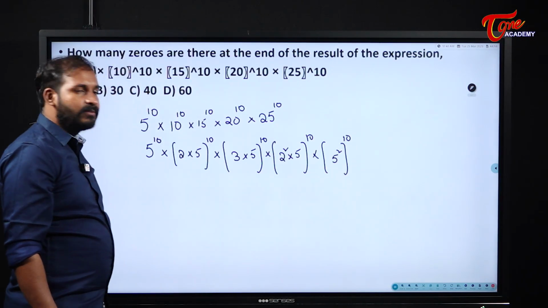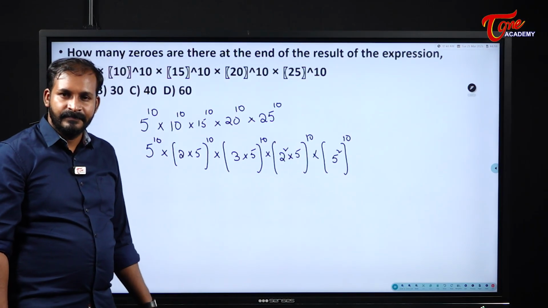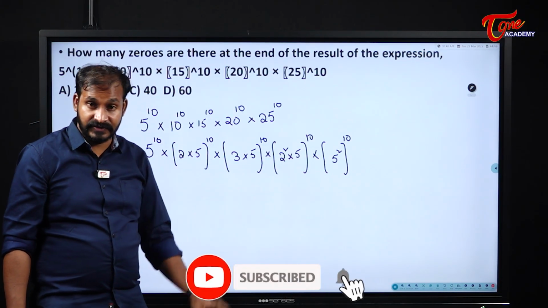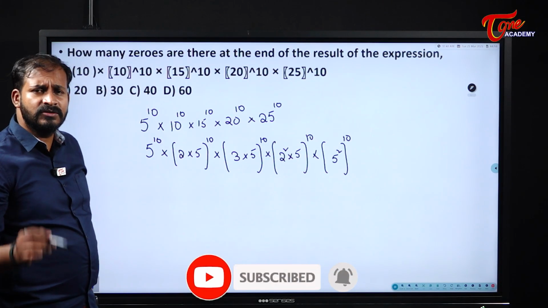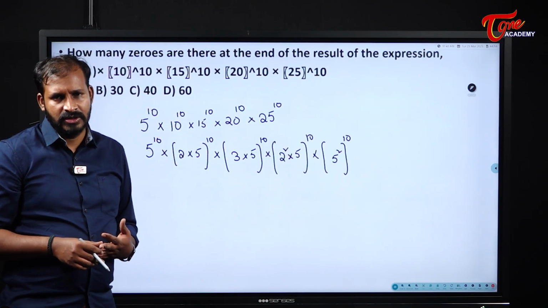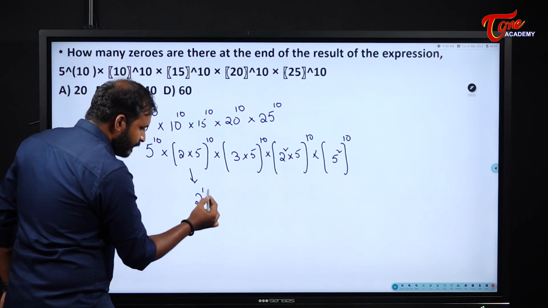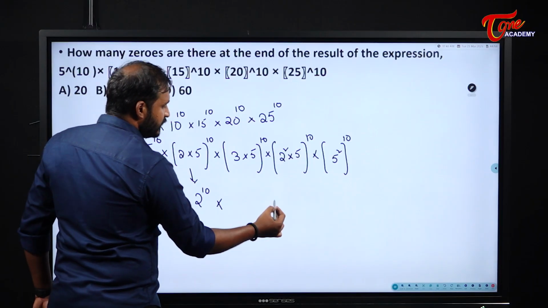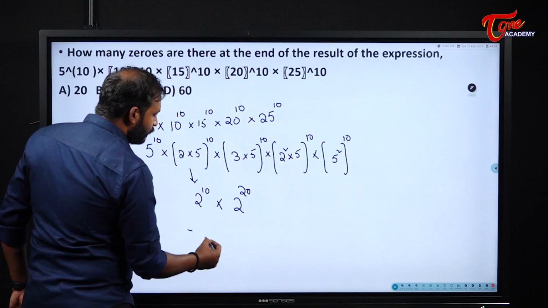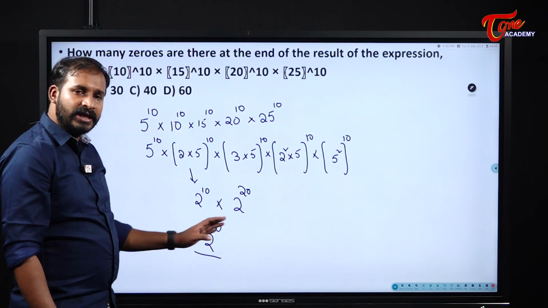See here students, with some common sense we can solve this question. Anyway, 5s there are many in number, right? I have 10 5s here, 10 5s here, 10 5s here, 10 5s here, 20 5s here. I have 5s in large numbers. So no need to waste your time counting 5s. Only count 2s. How many 2s are you getting? Here I will get 2 to the power of 10. I am only counting 2s here, students. Here I will get 2 to the power of 20. Overall, how much power of 2 will I get here? 30.